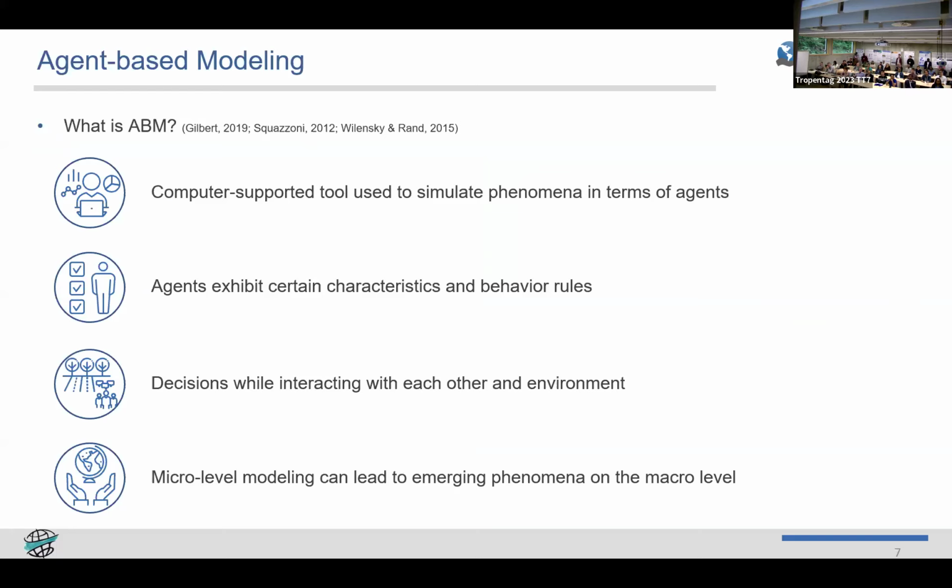To model, we want to create an agent-based model. Maybe a very quick overview for those of you who didn't hear about it before. Agent-based modeling is a computer-supported tool used to simulate phenomena in terms of agents. This means we have our individual agents in the model, in our case, the households, that have their own characteristics and follow certain behavior rules. And these households can make decisions while interacting with each other and also interact with the environment. And therefore, micro-level modeling can lead to emerging phenomena on the macro level.